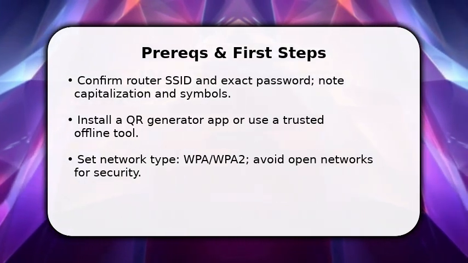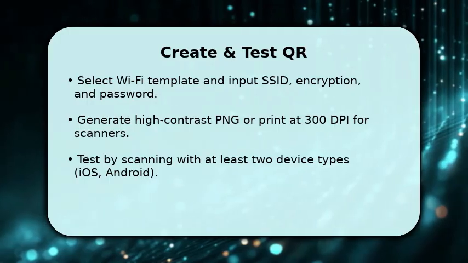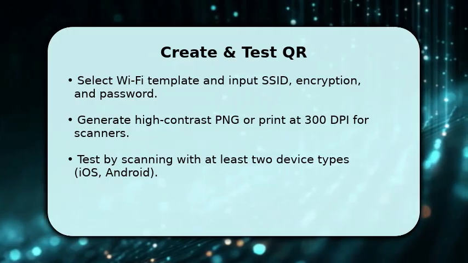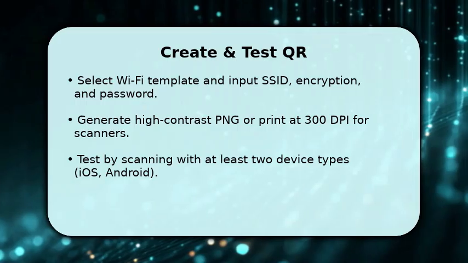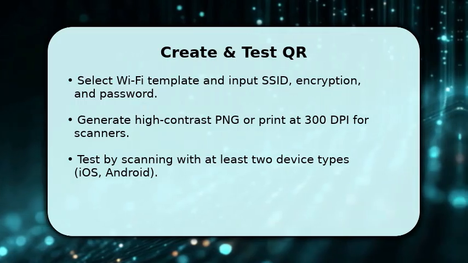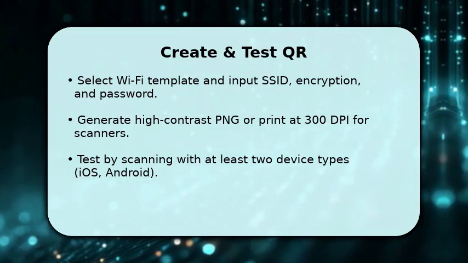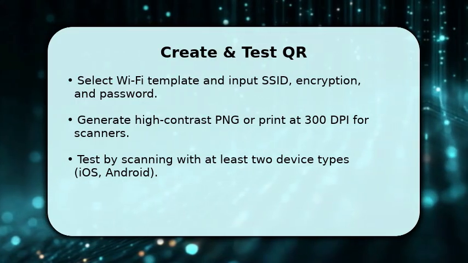Because a tiny typo can break it, now choose the Wi-Fi template in the generator and paste the SSID, select the encryption type, and add the password. You're doing this so devices read the data correctly. Mismatched encryption is a common failure.